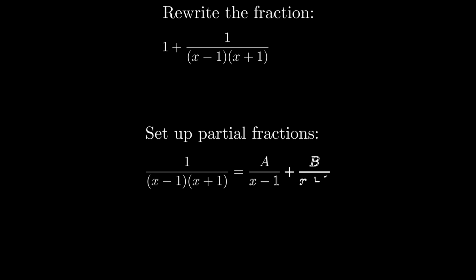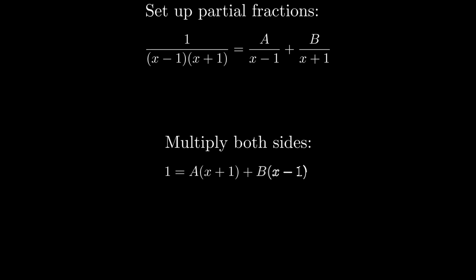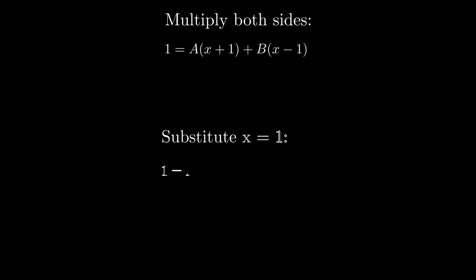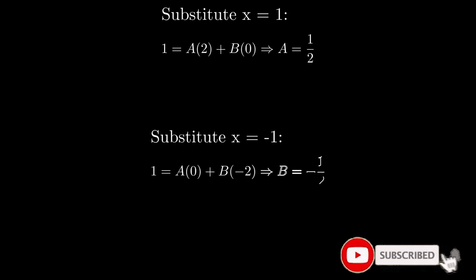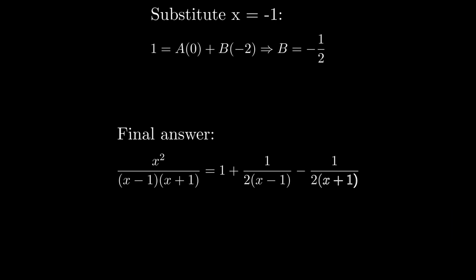We split 1 over the product into 2 fractions. Multiply both sides by the denominator to remove fractions. Plug in x equals 1 to find a. Plug in x equals -1 to find b. So the final answer is 1 plus 1/2 over x minus 1 minus 1/2 over x plus 1.